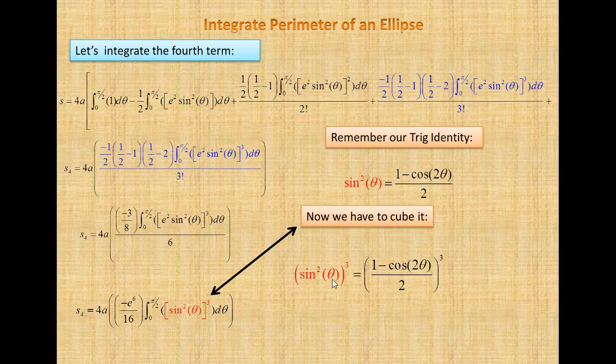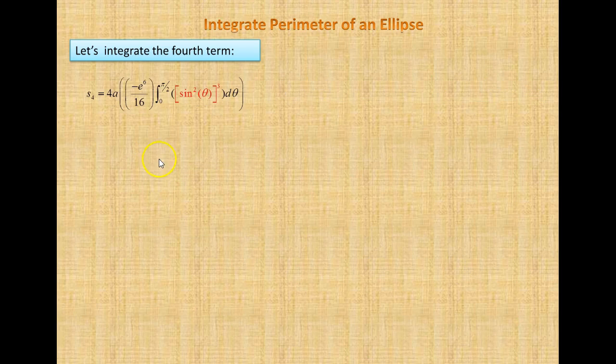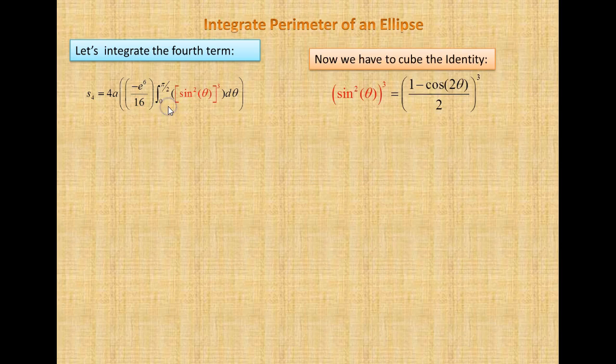Sine cubed, the cube of sine squared theta, is equal to (1 minus cosine 2 theta divided by 2) cubed. Okay, let's continue. Here's our fourth term. Now we have to cube the identity. So we're going to cube that.